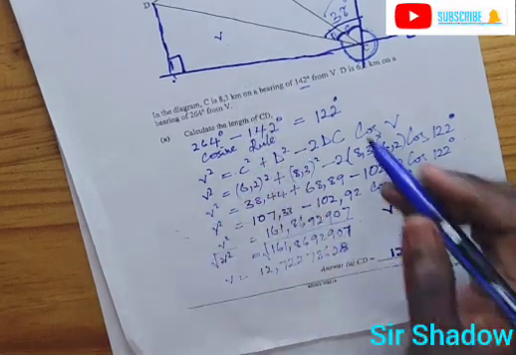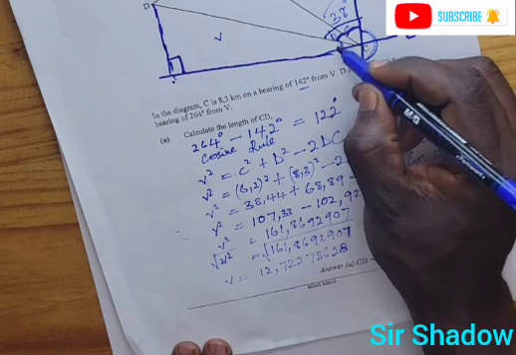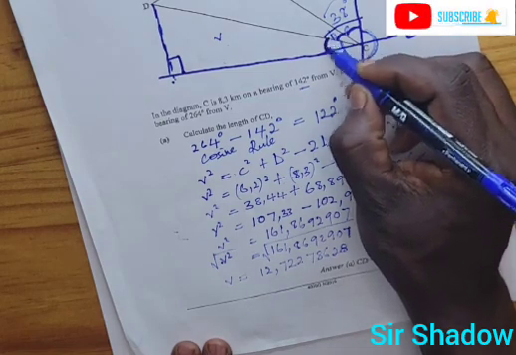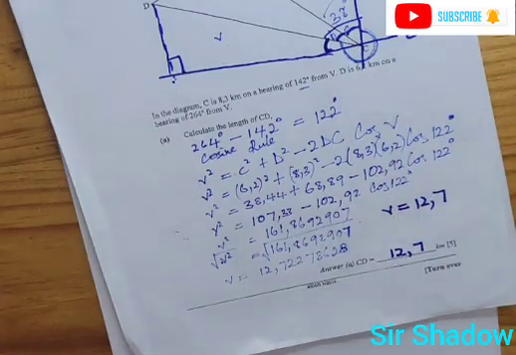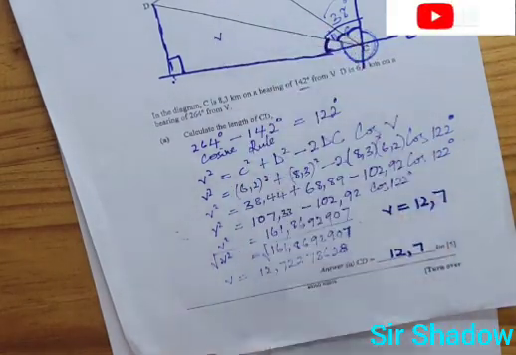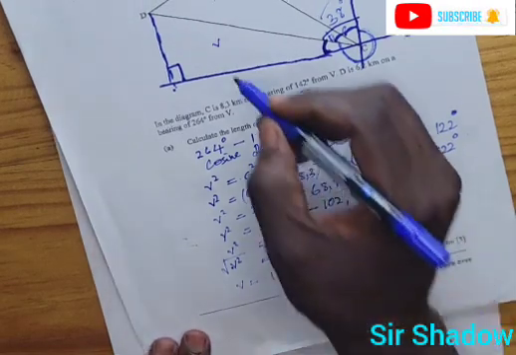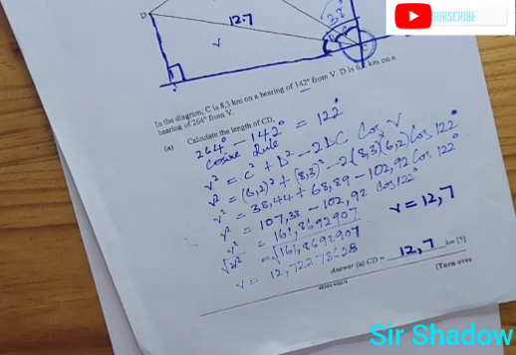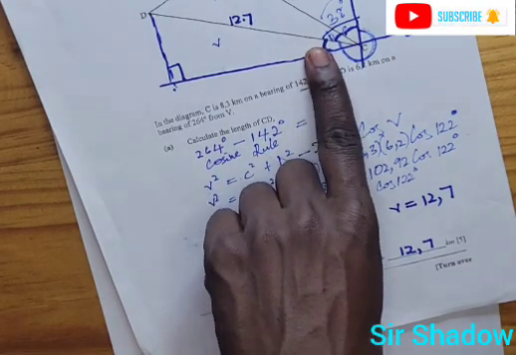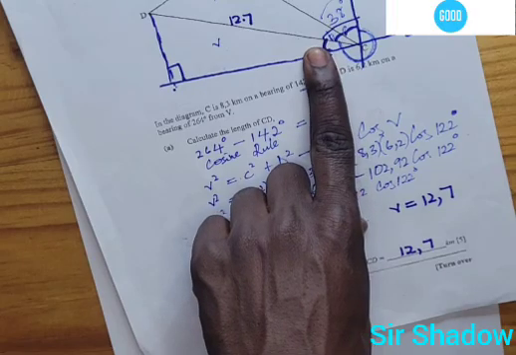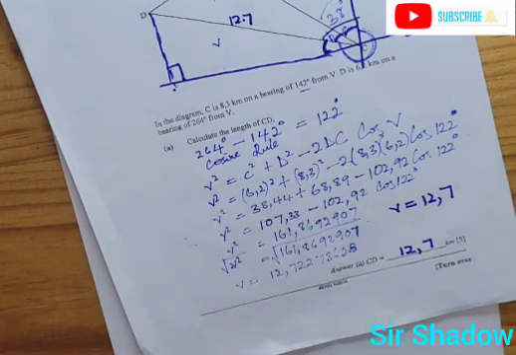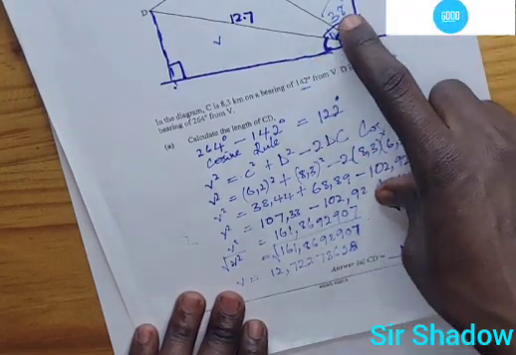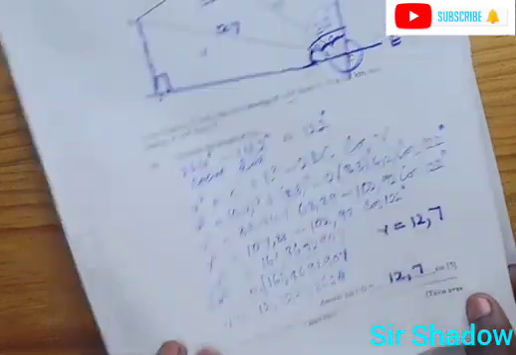But remember, first of all, we should have this angle. You already have this side, which is 12.7, and you want to find this angle inside. This one is a right angle, but we have 38 plus this one from 90.